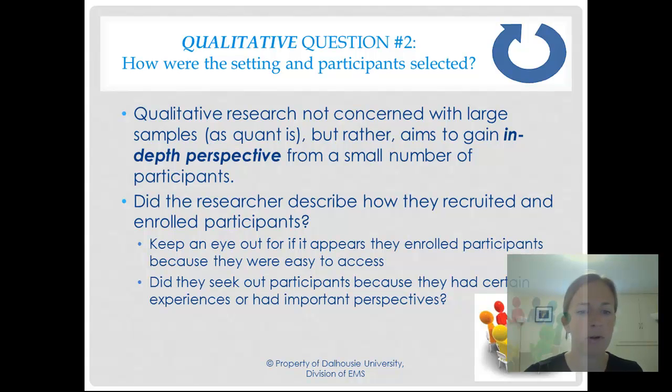So it's important to understand and pick out of the research article that you're reading, how did the researcher describe how they recruited and enrolled participants? Be sure to keep an eye out for if it appears they enrolled participants because they were easy to access, because they were convenient. It's more important for researchers to find the participants who have in-depth knowledge about something or particular experiences, or perhaps select people who have a variety of experiences or perspectives on a topic, which would better inform the research question.